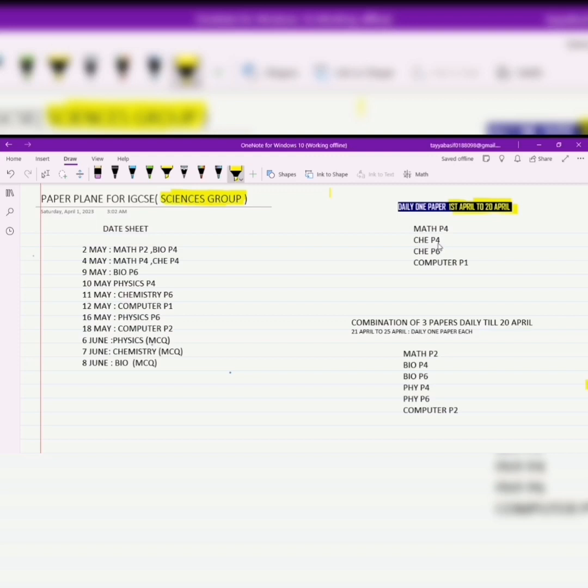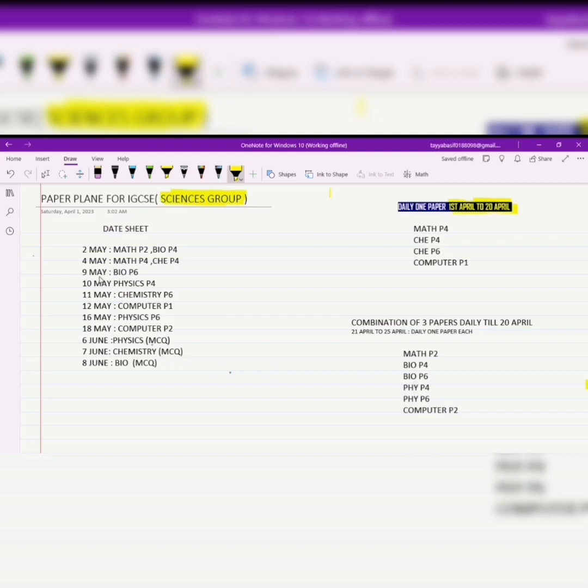For biology P6 we have enough time, so I have designed it in group 2. For physics P4, I have designed it in this group too. I'll tell you the reason why. Because biology P6 is like an R paper. So in the break between 4 May and 5 May, you have to manage these two papers.